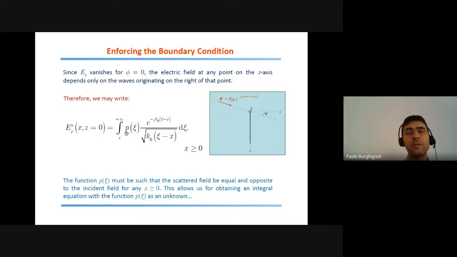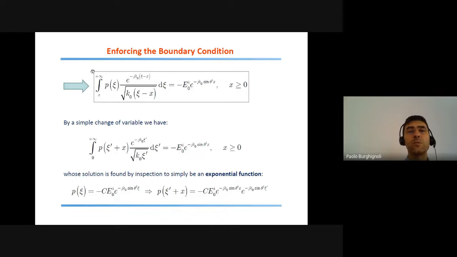Now, here, this function p, this amplitude function, is an unknown, and we wish to find this unknown in such a way that this scattered electric field is equal and opposite everywhere on the perfectly conducting half plane in order to satisfy the boundary condition of our problem. And this allows us to enforce an integral equation in which this function p is the unknown. In particular, the integral equation is the one reported here in the box, where you can see the opposite incident field on the right-hand side. And on the left-hand side, you have this integral superposition of elementary waves.